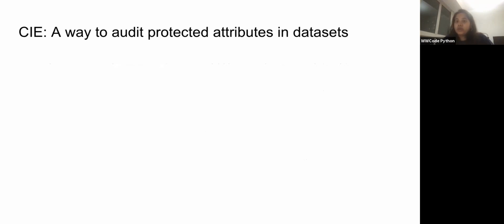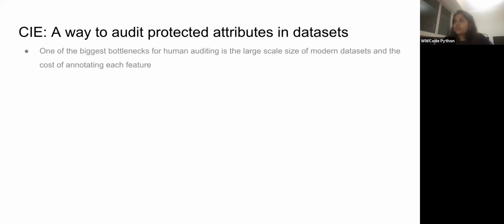So in essence, what they're trying to say is that CIE is a way to audit these protected attributes in data sets. Now, I might be talking about dogs, and you might be wondering how it translates. So just stay tuned. In another couple of slides, I'll go through the data set they took, and it is much more real world and much more of importance to us.